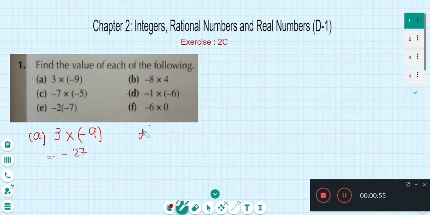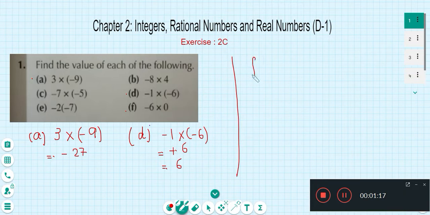Similarly in part D we have two numbers, -1 multiplied by -6. So according to algebra, negative into negative gives you positive. So we get plus sign, 1 into 6, 6. Or you can remove this plus sign. So final answer will be plus 6.